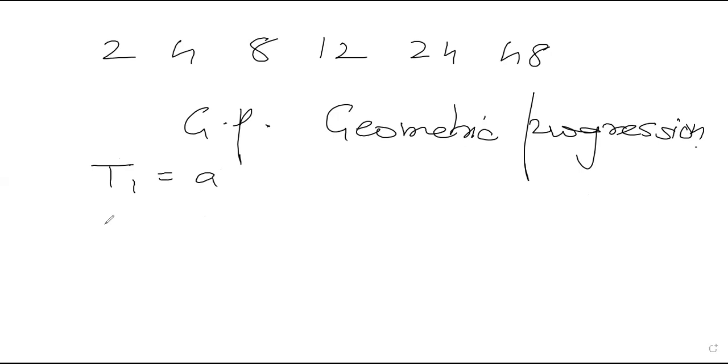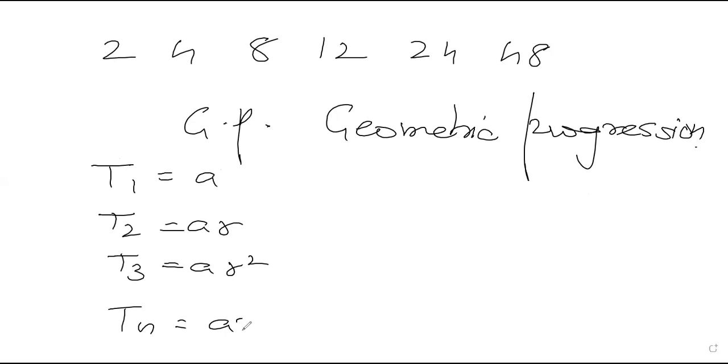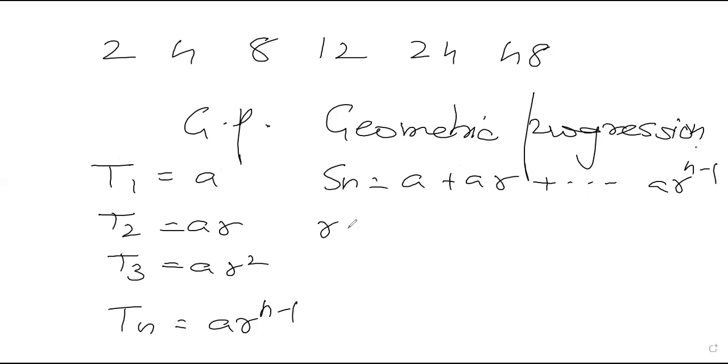T1 is equal to A. T2 is equal to AR, R is the common ratio. T3 is equal to AR squared. So for the nth term it will be AR to the n minus 1, that is how it comes. Sn is going to be A plus AR, up to AR to the n minus 1. This is Sn. I'll multiply by R: R Sn, which will be AR plus AR squared, up to AR to the n minus 1, AR to the n.